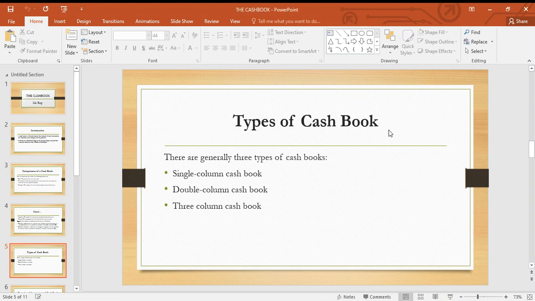So, for those who can't see my screen, I think it's a network problem. Don't worry, I will share with you the notes for this cash book. Mercy, go on.